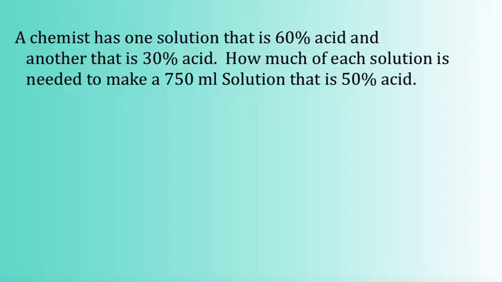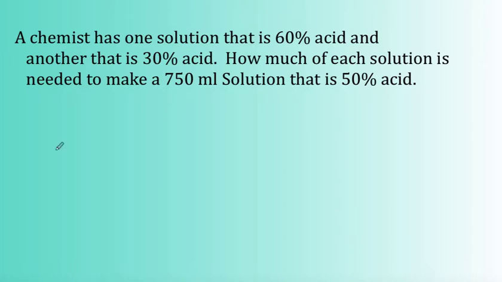All right, hopefully that's helpful. Now on this next one, why don't you try it and then press pause and see if you got it right. A chemist has one solution that's 60% acid and another that's 30% acid. How much of each solution is needed to make a 750 ml solution that's 50% acid?